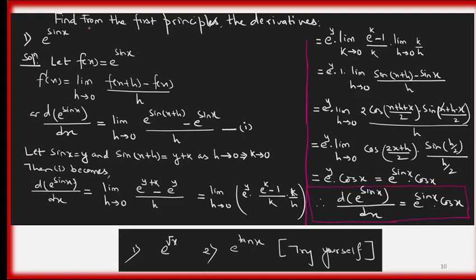Okay, now we have to find the derivative from the first principle. It is a very important question. Let me take the question e to the power sin x. So let's suppose f of x is e to the power sin x. F dash x is limit h tends to 0 of f of x plus h minus f of x by h. We have to start from here. Or the derivative of e to the power sin x by dx equals limit.